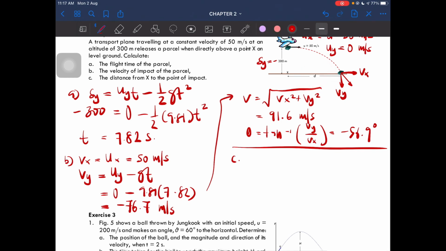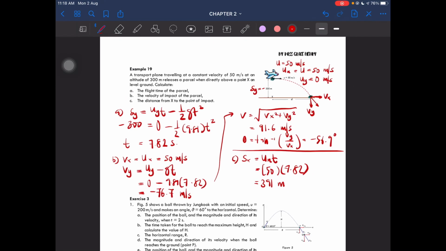Okay, alright, then we have to find the distance from point x to the point of impact, which is this one here. We know that we can actually find displacement for x component using this formula. Okay, where does this formula come from? It is from this one, s equal to ut plus half a t square. But for x component, we know that a is equal to 0. So it leaves us with sx equal to uxt. Okay? Okay, so substitute the values, 50, 7.82, then calculate it, you'll get 391 meter as the distance from point X to the point of impact.